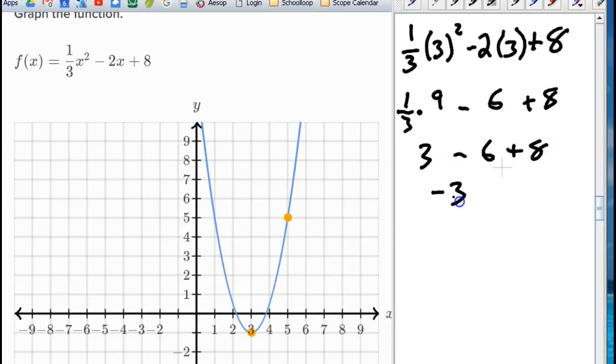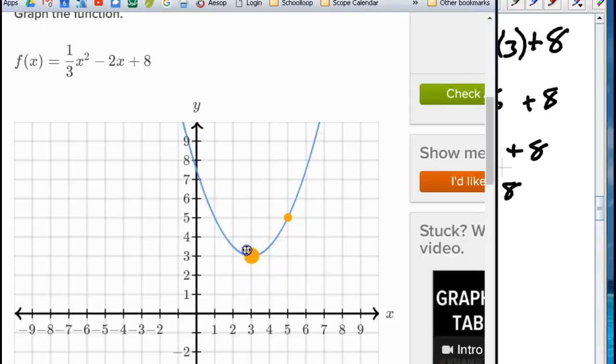And we got negative 3 plus 8, which is 8 minus 3, which is 5. There we go. So it's at 5. 3, 5. Oh yeah, my y-intercept is going to be 8. So yeah, there's the graph. So it could be up here.